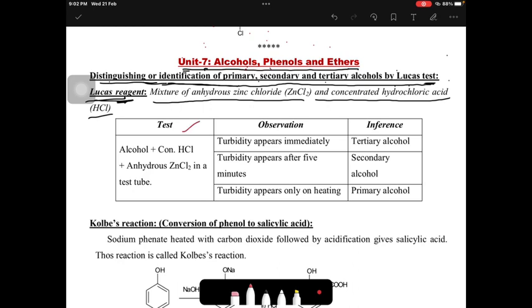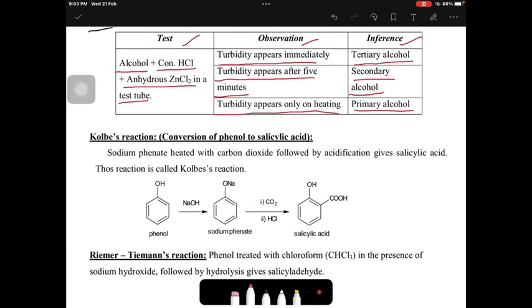Test: alcohol plus concentrated HCl and anhydrous ZnCl2 in a test tube. Observation: if turbidity appears immediately, the inference is tertiary alcohol. If turbidity appears after 5 minutes, it indicates the presence of secondary alcohol. If turbidity appears only on heating, it indicates primary alcohol.